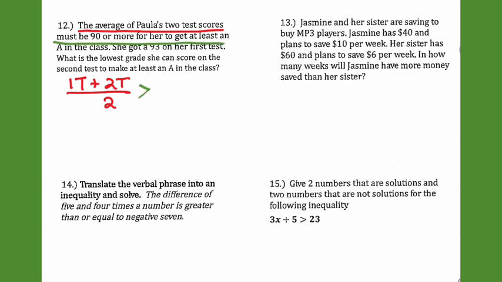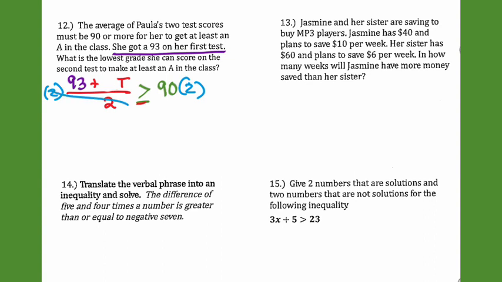What else do we know? We want this to be greater than or equal to 90 to get an A. What else do we know? We know that the first test is 90, so we don't have to say the second test. We're just solving for the missing test. And we do this by isolating our variable using our inverse operations. We multiply by 2, and then we subtract 93.